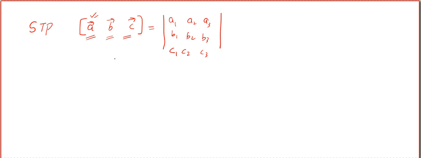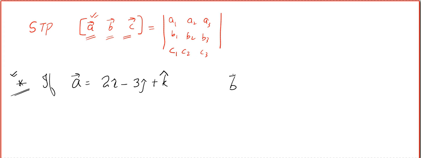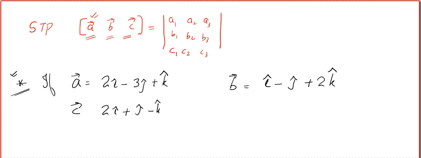Okay, so let's try one problem based on this. Are you ready with pen and paper? Okay, let's start. Please write: if A is equal to 2i minus 3j plus k, vector B is i minus j plus 2k, and vector C is 2i plus j minus k.